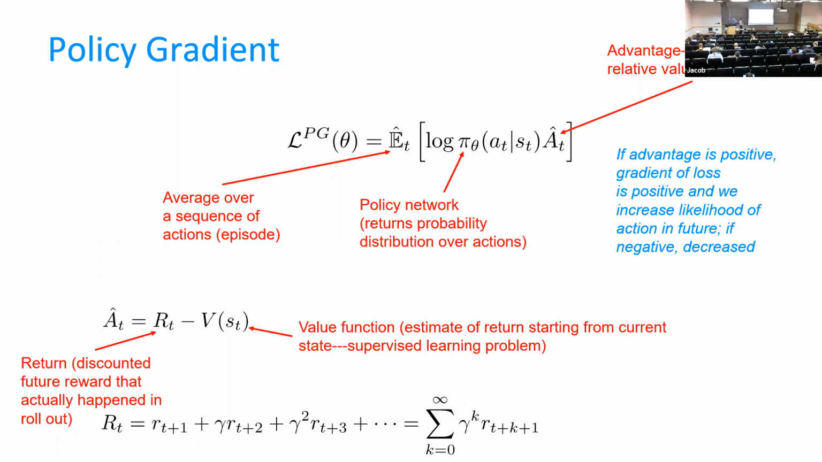And so this is kind of the intuition behind this algorithm. If the advantage is positive, then the gradient of our loss will be positive, and we will increase the likelihood of that given action. If the advantage is negative, then we will decrease the probability of that action.